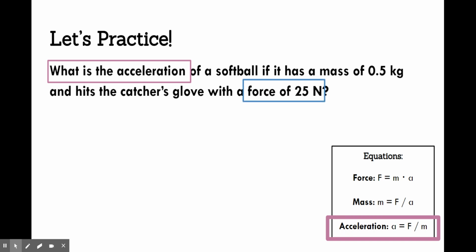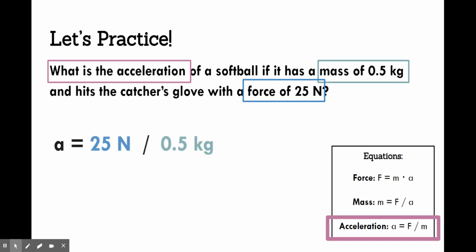So I look at my problem. I need force. Well, it says force is 25 newtons. I need mass, and it says it has a mass of 0.5 kilograms. So I use these numbers and plug in the formula. A equals force, 25 newtons, divided by mass, 0.5 kilograms. And using a calculator, I find that the acceleration of the softball was 50 meters per second squared.